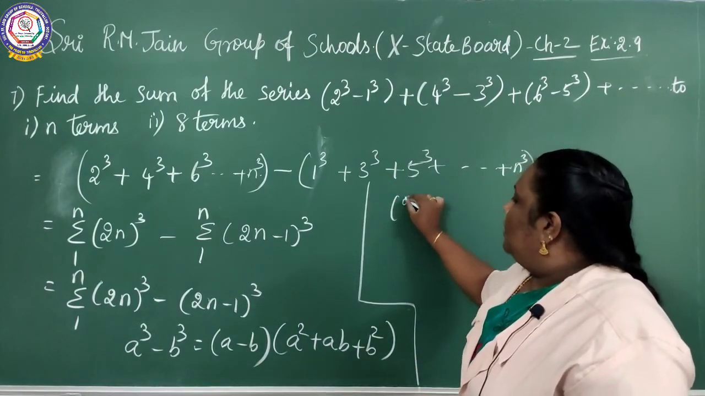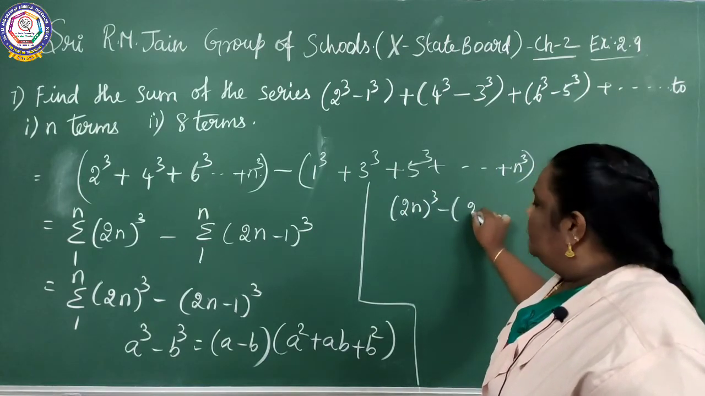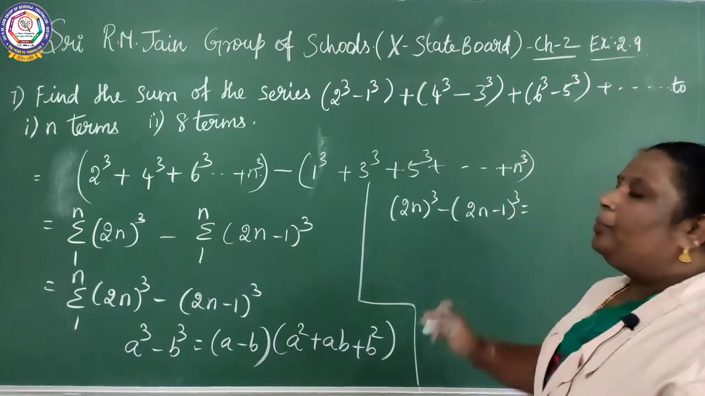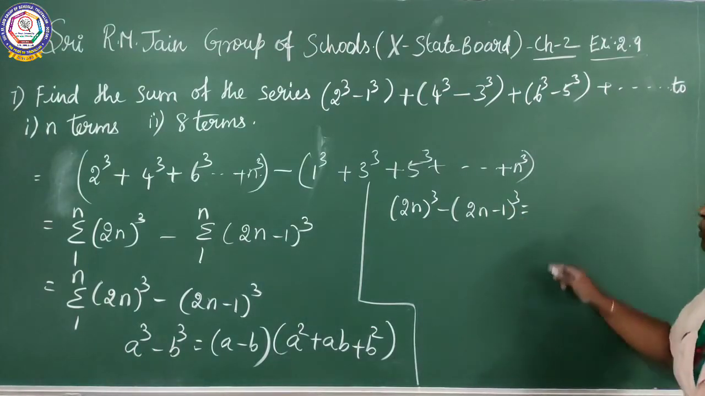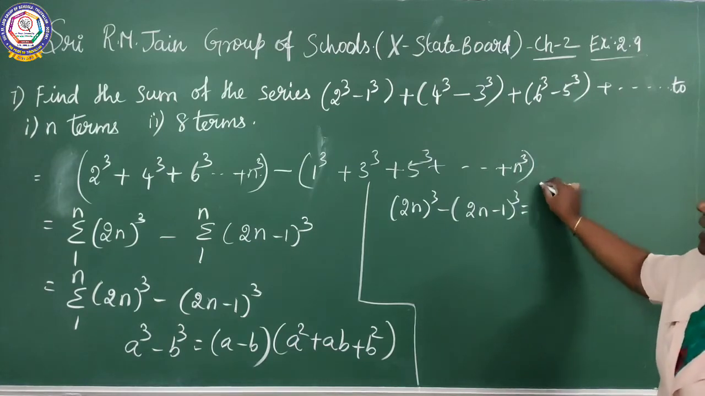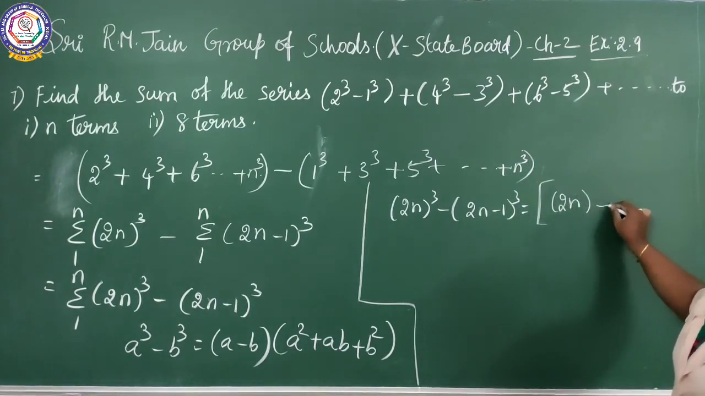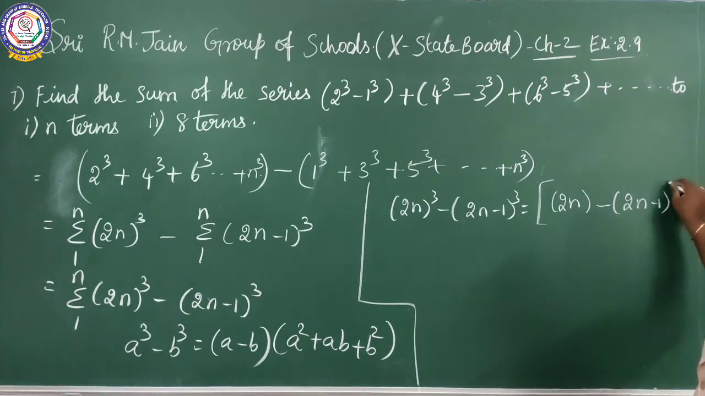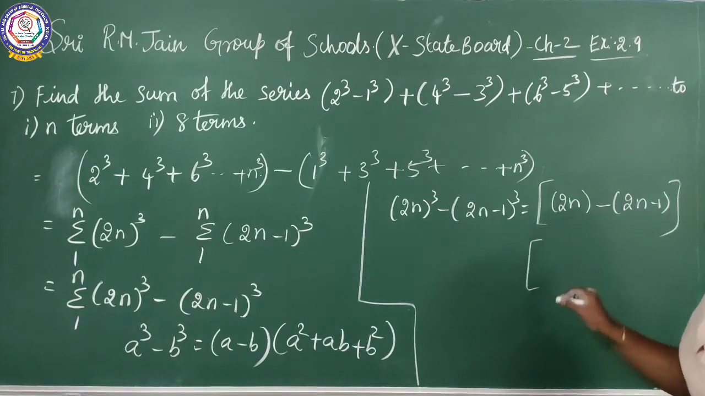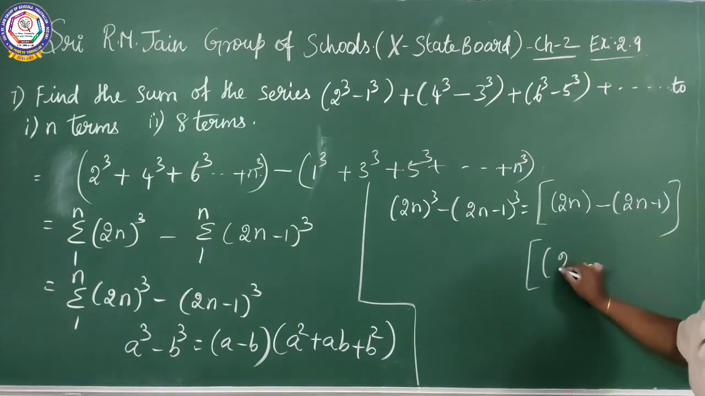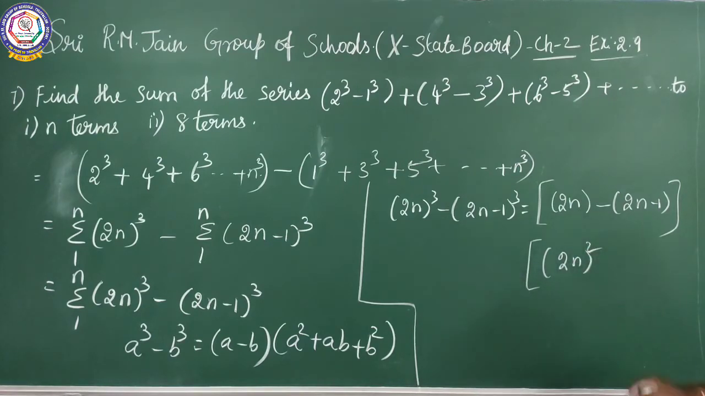So (2n) the whole cube minus (2n minus 1) the whole cube equal to, that is a cube minus b cube, a minus b. What is a? 2n. Minus, what is b? 2n minus 1, into a square. A square is what? 2n the whole square. Plus ab, 2n into 2n minus 1, plus b square, 2n minus 1 the whole square.